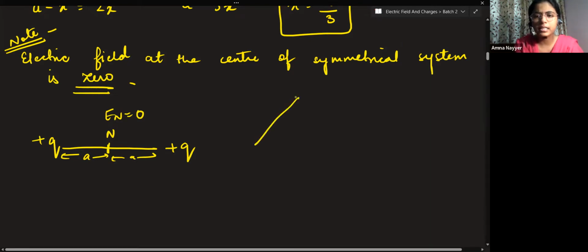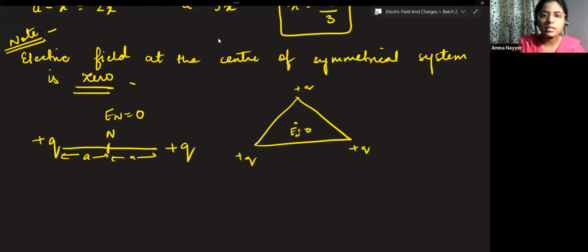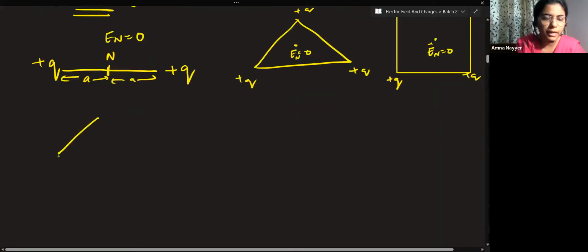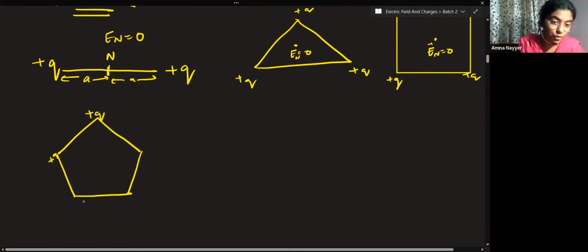Or likewise, if I increase the number of charges, if I have a triangle with plus q charges, then the net electric field at the center of this triangle will be 0. Or if I take a square with plus q, then the net electric field at the center of the square will be 0. Or I can take a regular pentagon. The only condition is that all the charges should be equal. This means a symmetrical system should exist. If it's not a symmetrical system, then you have to check.